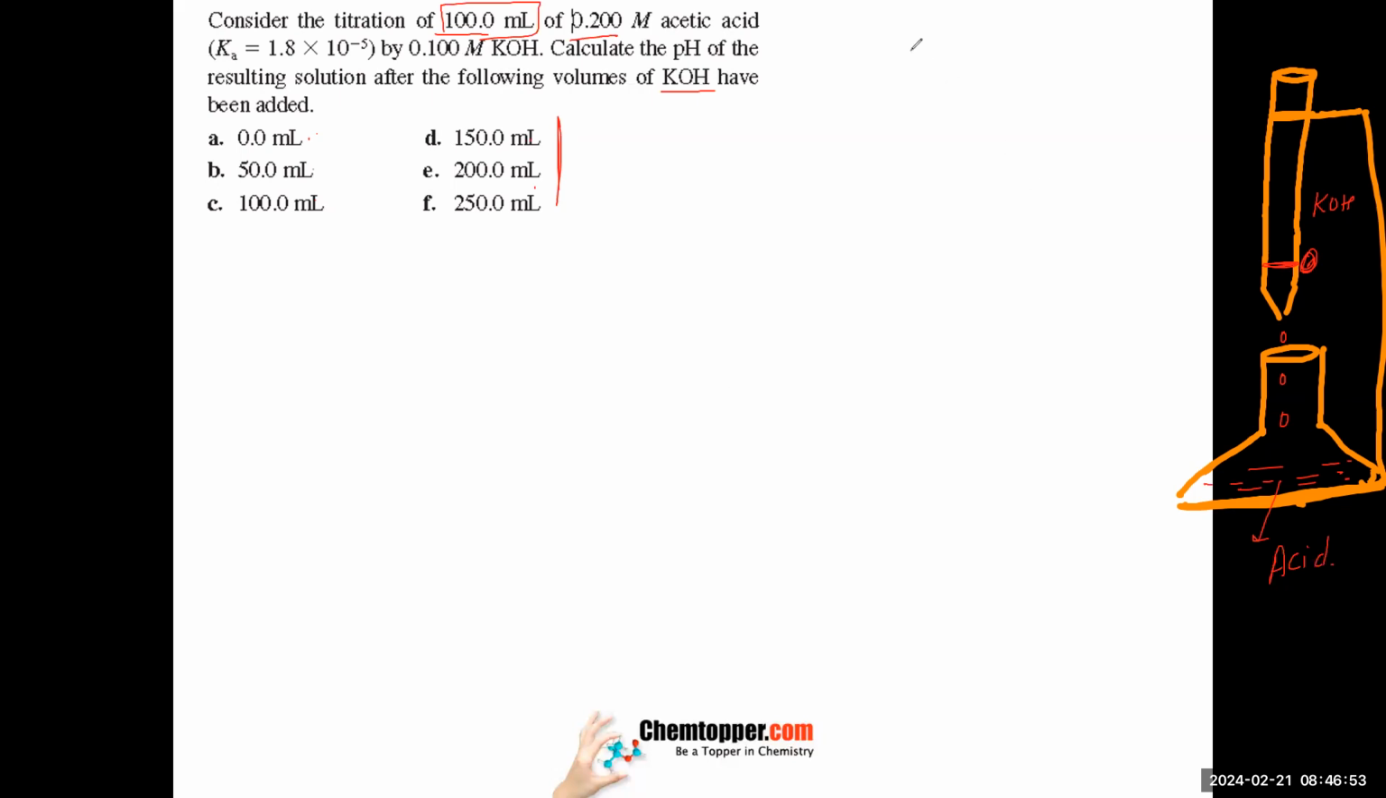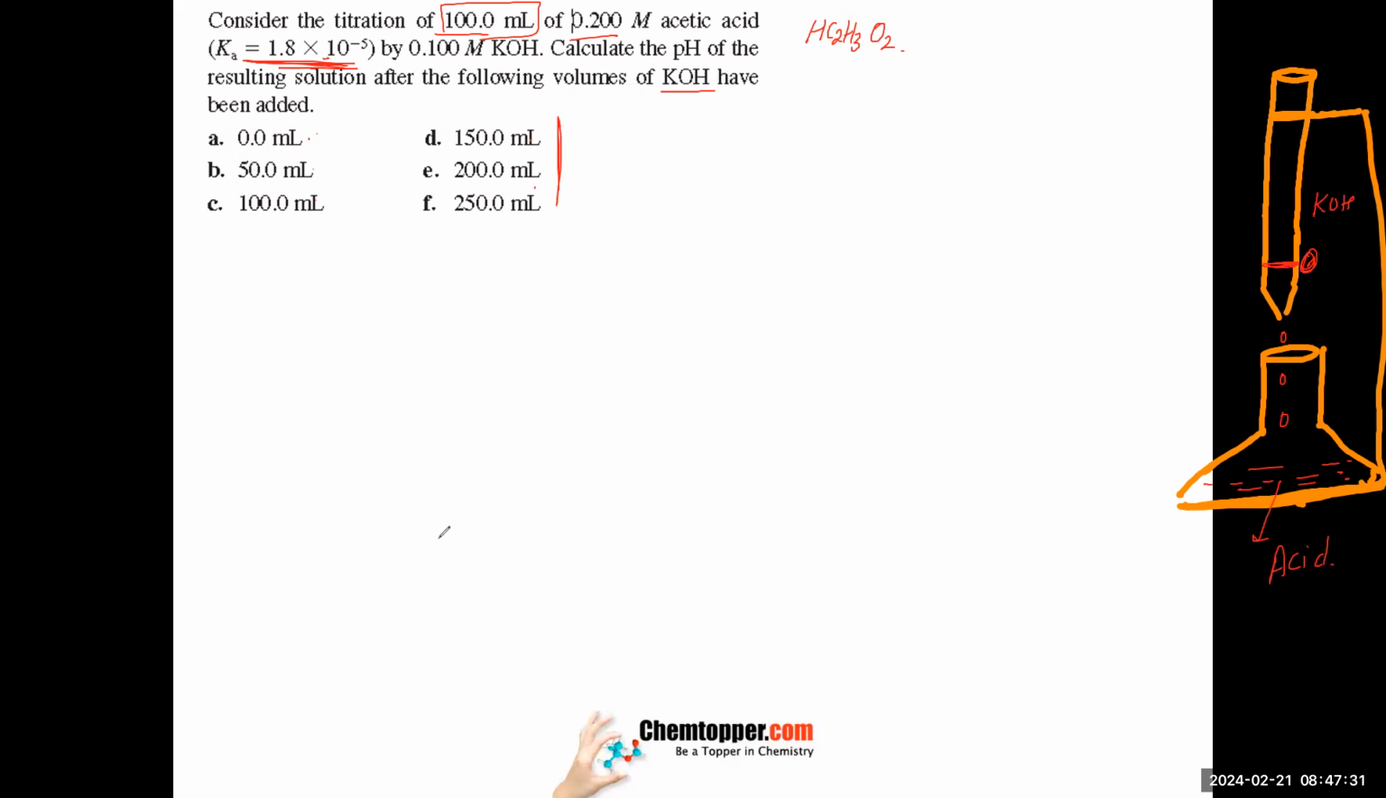Okay. Now, what is acetic acid? Look at the Ka value. Is it a strong acid or weak acid? This is acetic acid. Is it strong? You can say from the Ka value. Is this Ka value very large? The Ka value is small. It's a weak acid.